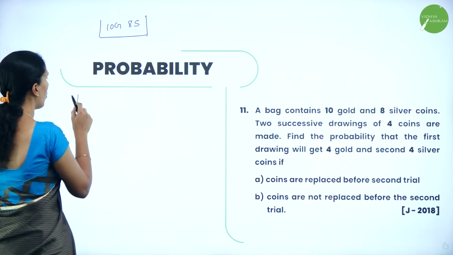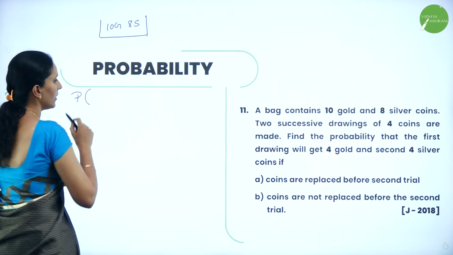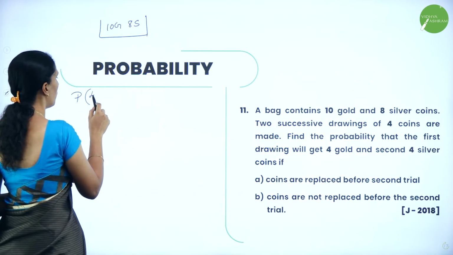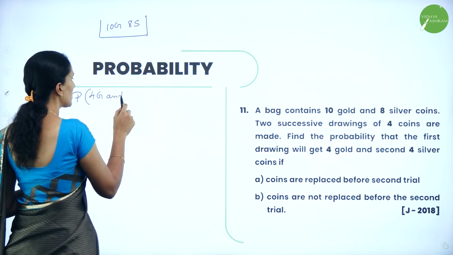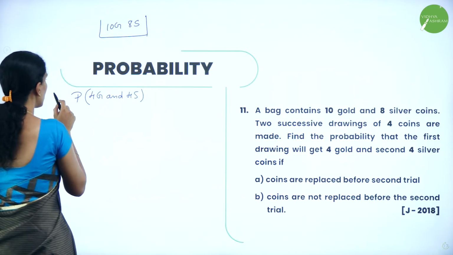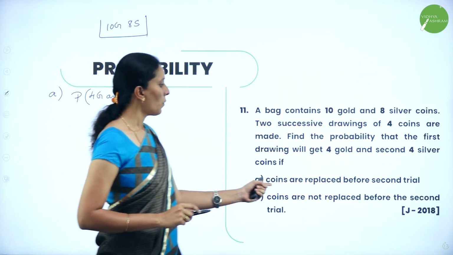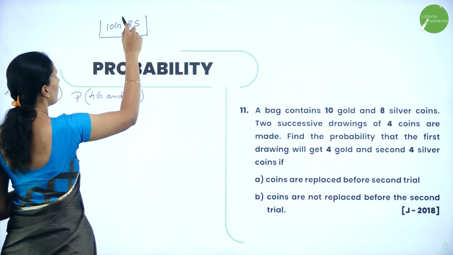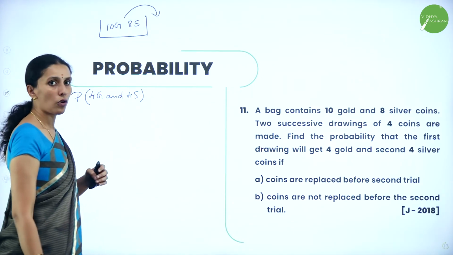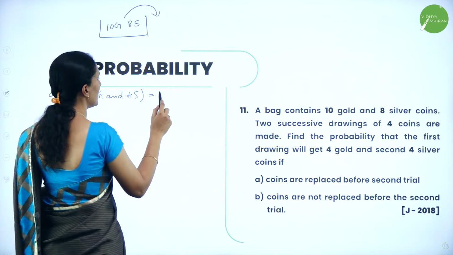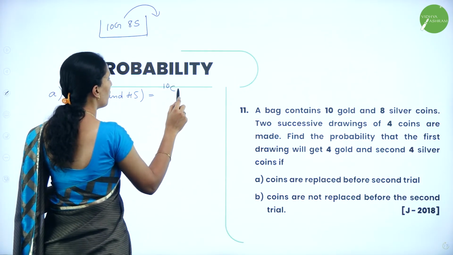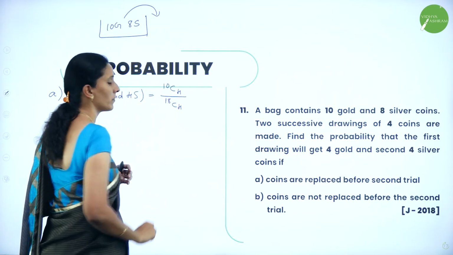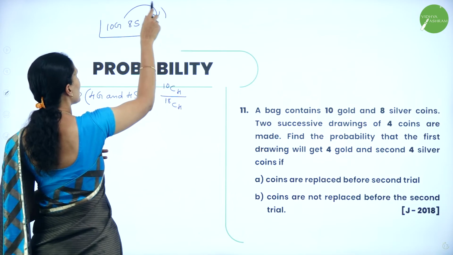So the probability of getting 4 gold and 4 silver. This is the first case. Here, once the 4 coins are taken, they are replaced. Now if we take 4 gold coins, the probability is 10C4 divided by 18C4. Now again it is replaced back.